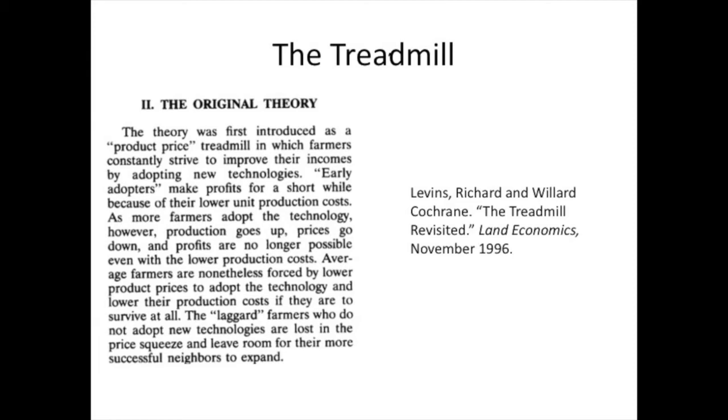The theory was first introduced as a product price treadmill in which farmers constantly strive to improve their incomes by adopting new technologies. Early adopters, so those that adopt it first, make profits for a short while because of lower production costs. As more farmers adopt the technology, however, production goes up, prices go down, and profits are no longer possible, even with the lower production cost. We're in a perfectly competitive environment, so our profits go to zero.